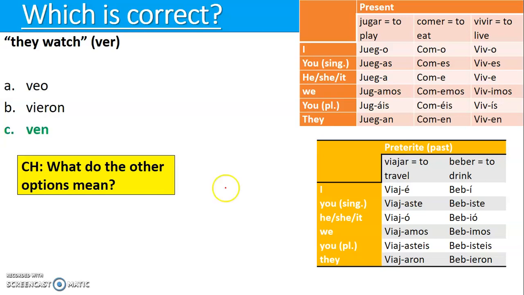And they watch is going to be ven. Vieron, the ending is that, all of that there, vieron. And hopefully you remember to look that this is an ER verb, so you're looking at this side. So vieron is this one here, so it's they watched, past tense. And veo, this is an irregular one, but hopefully you'll have seen that it just ends with an O, without an accent, so it's this one here, so it's I watch. So I watch, they watched, they watch. Pause the video.